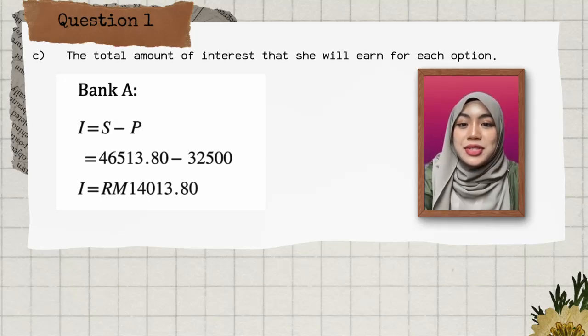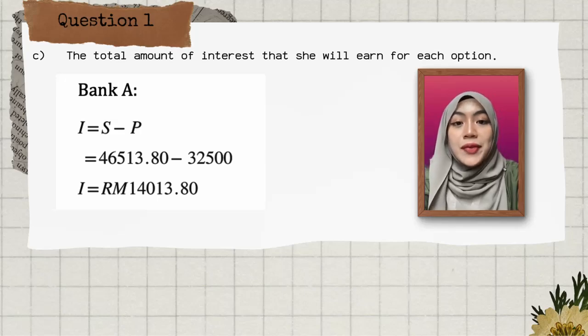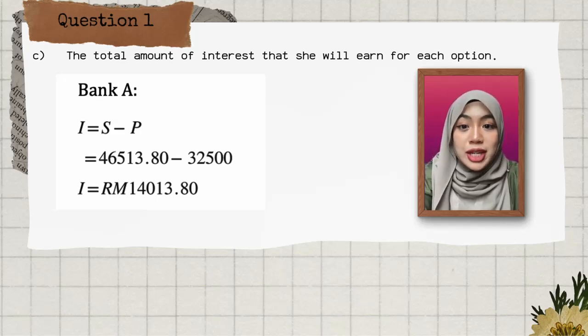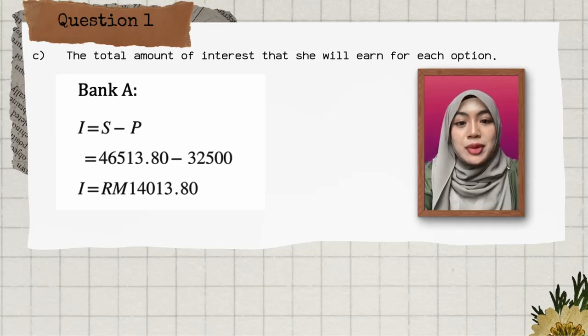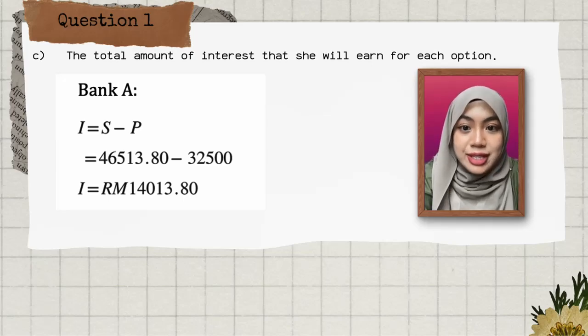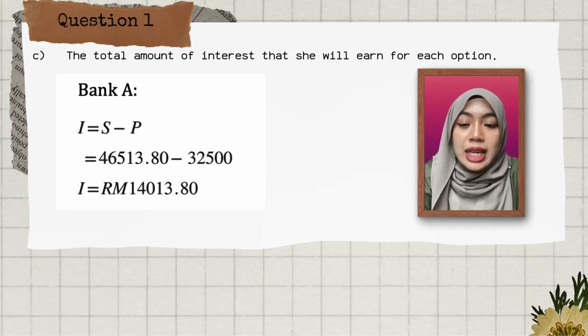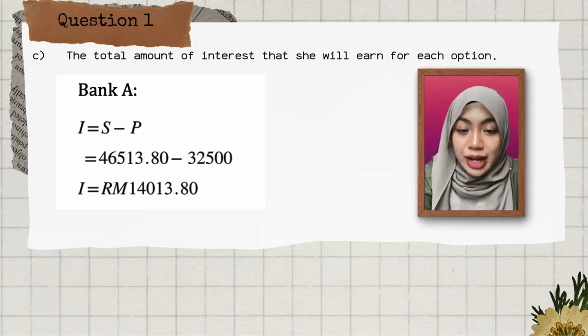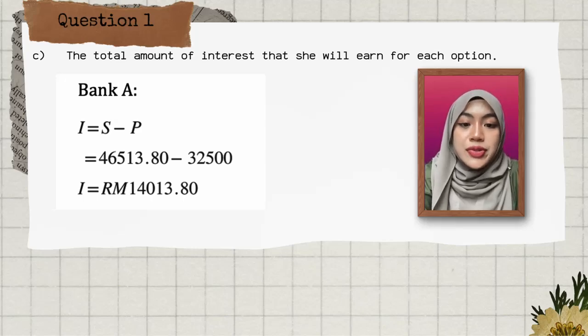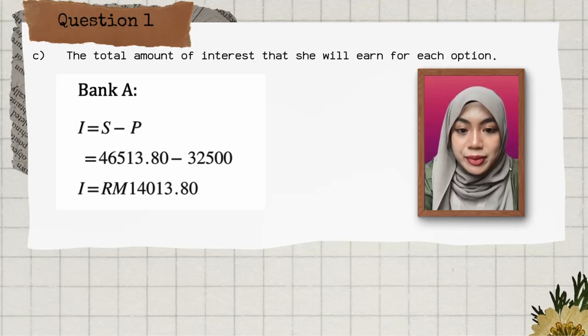For question C, the total amount of interest that she will earn for each option. For this question, we can use the formula I equals S minus P. For the S, we take the answer from question B that we did just now. So we do Bank A first. So I equals 46,513 and 80 cents minus 32,500. Press the calculator and get the answer. So the answer is I equals 14,013 ringgit.